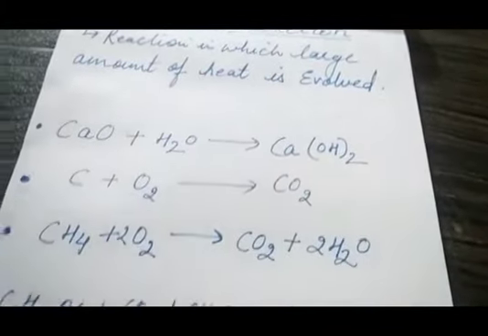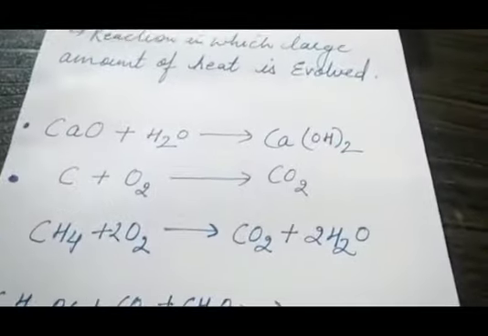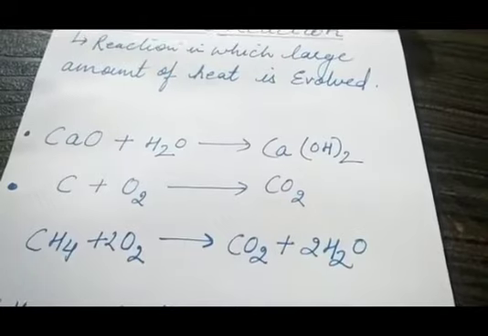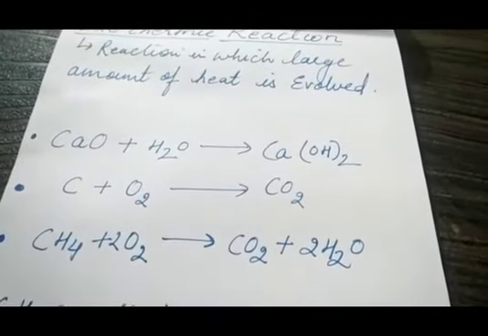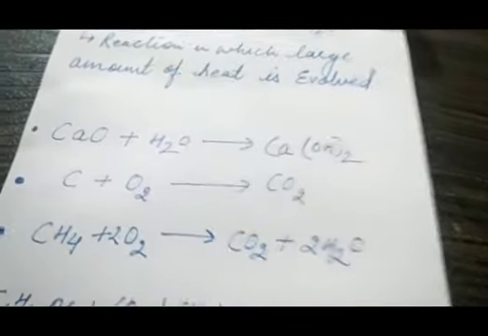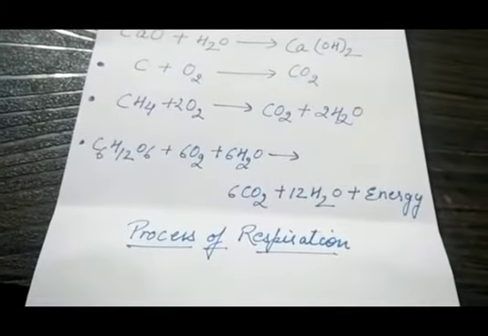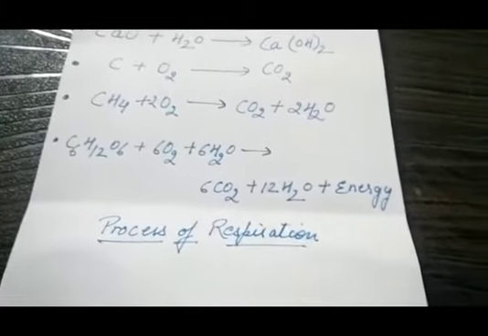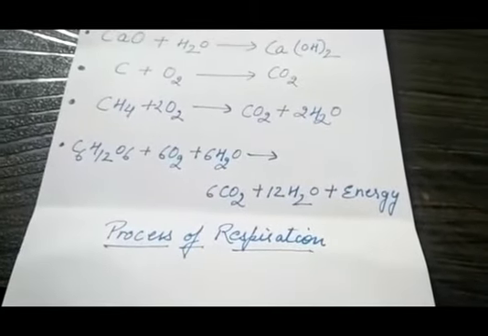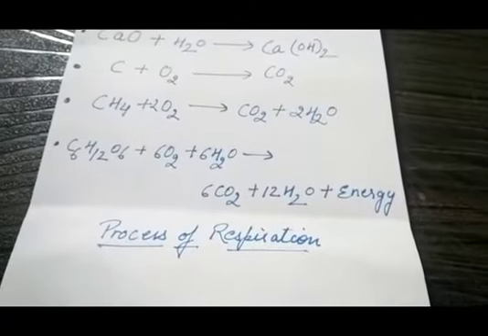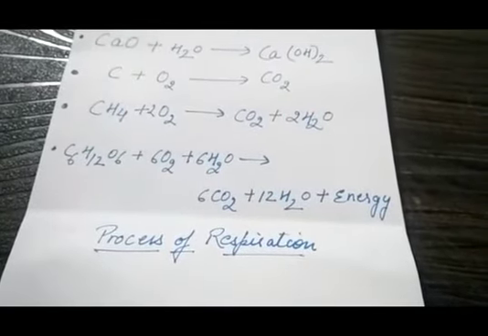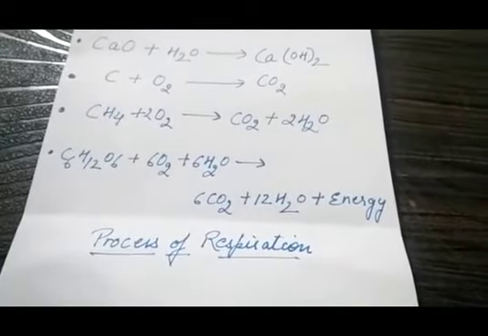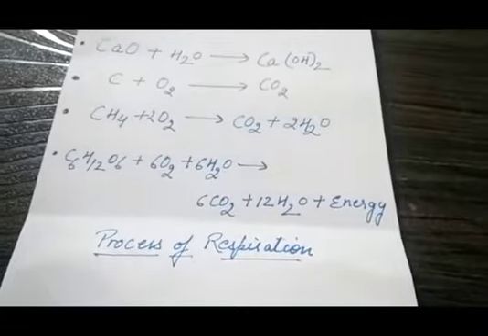Now let us see some more examples of exothermic reaction. C plus O2 give carbon dioxide. CH4 plus 2O2 give carbon dioxide and water. The process of respiration is also an example of exothermic reaction, where C6H12O6, that is simple carbohydrate, reacts with oxygen and water to form the products, and along with that a large amount of energy is released.